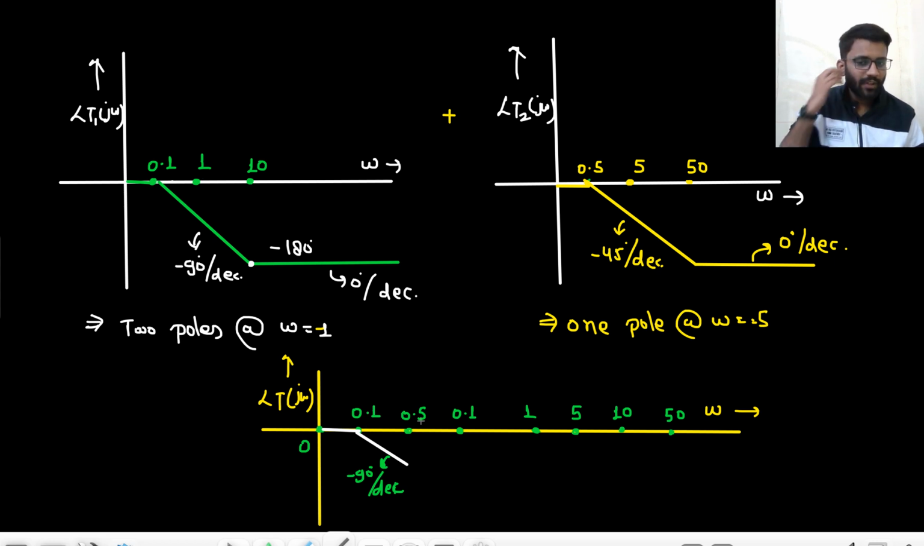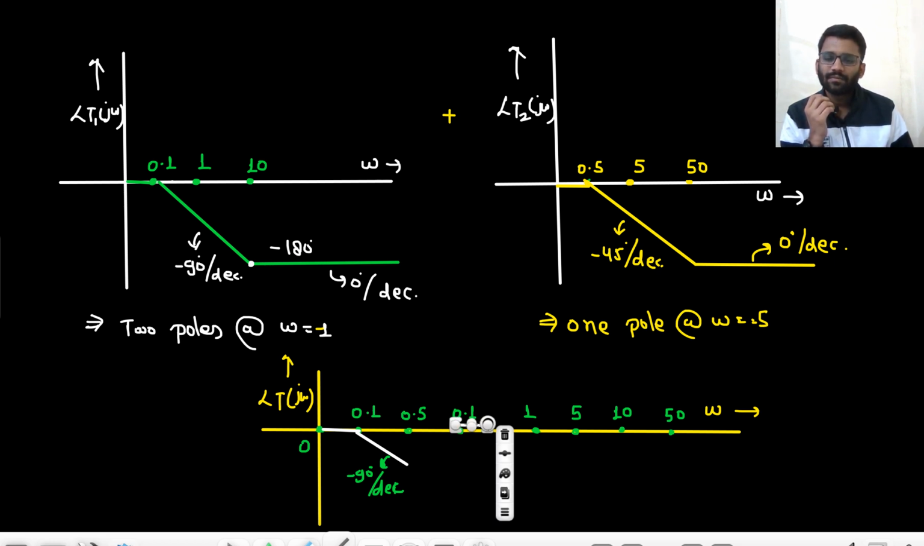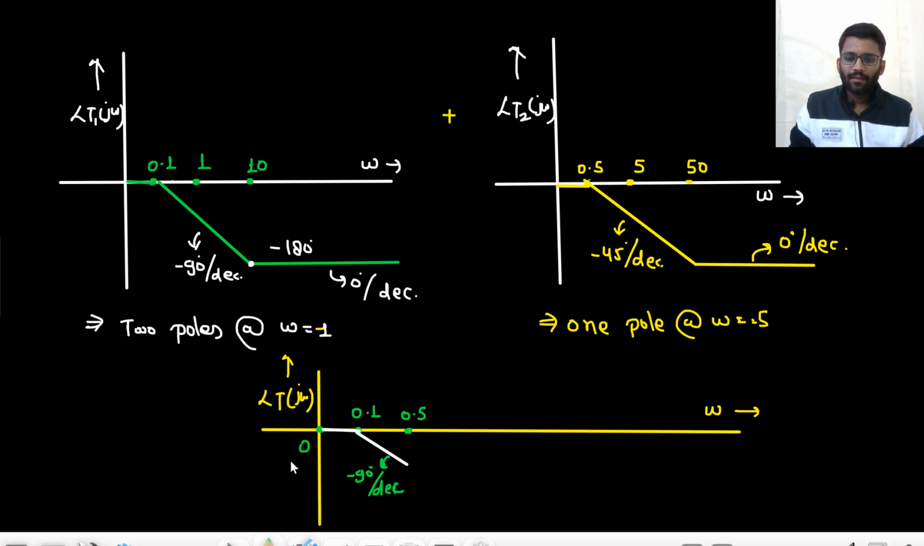Now my slope is between 0.5 to, what is 0.1 here? What did I do here? 0.5. Then the next point I want is 1. Point 0.1 I want, 0.5 I want, then I want 1, then I want 5, then I want 10, then I want 50, right? So from 0.5 to 1, this is minus 90 and this is minus 45, so minus 135 degree will be there.